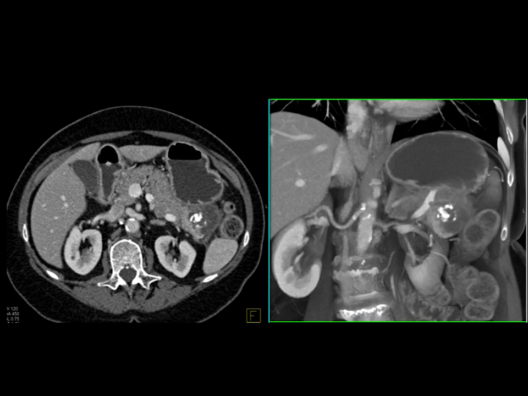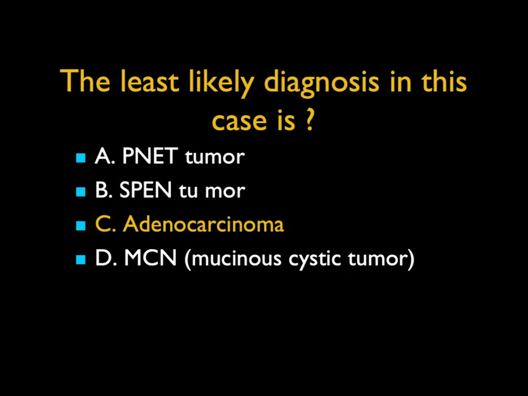That would not be my differential at the top. But the one thing this is not is an adenocarcinoma. It's cystic with dense calcifications. Adenocarcinomas essentially never calcify. So the least likely diagnosis is an adenocarcinoma.